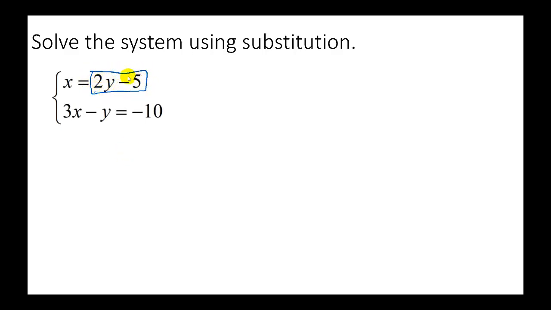I'm going to draw an arrow from what I've circled to the variable x in the other equation. If x is equal to 2y minus 5, then we could take 2y minus 5 and plug it in place of x in the other equation. So instead of having 3x minus y is equal to negative 10, we're now going to have 3 times, instead of x, I'm changing x to 2y minus 5. So 3x becomes 3 times 2y minus 5, and then I bring everything else down. Negative y equals negative 10.